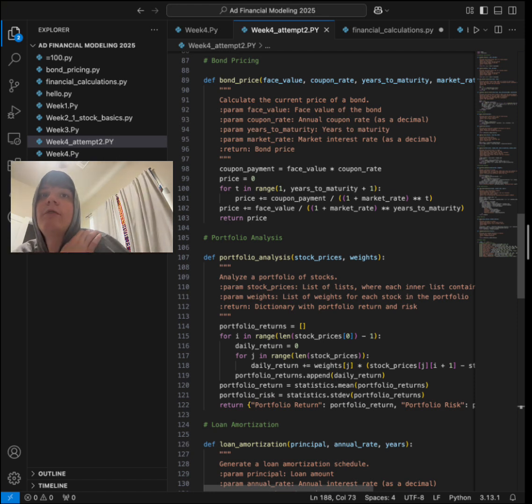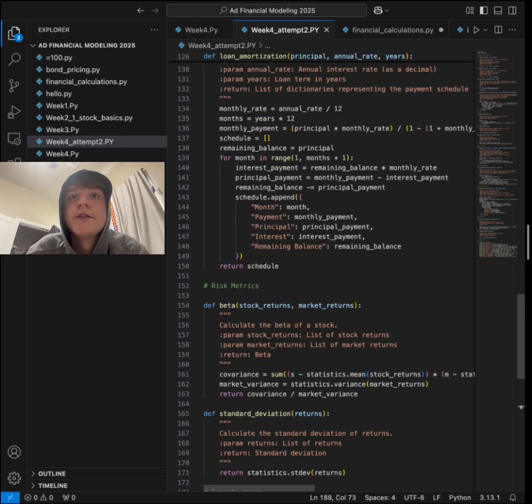So now we can look at line 124 for loan amortization. def loan_amortization(principal, annual_rate, years). Generate a loan amortization schedule. Param principal: loan amount. Param annual_rate: annual interest rate as a decimal. Param years: loan term in years. Return list of dictionaries representing the payment schedule. Monthly rate equals annual rate divided by 12, months equals years times 12. Monthly payment equals principal times monthly rate divided by 1 minus (1 plus monthly rate) to the negative months.